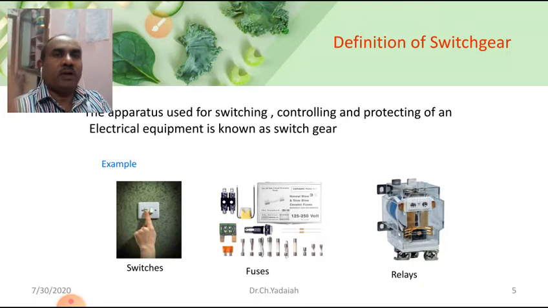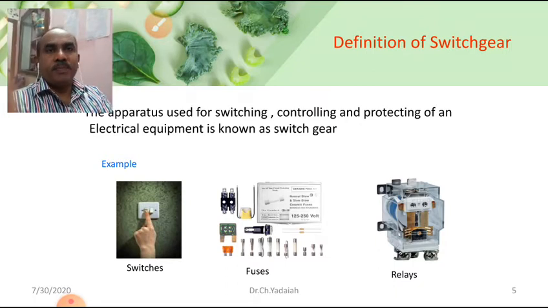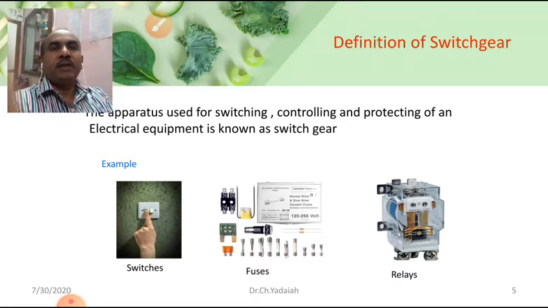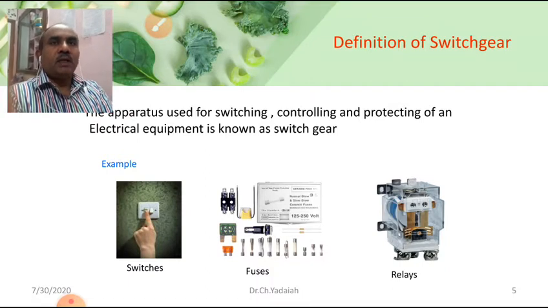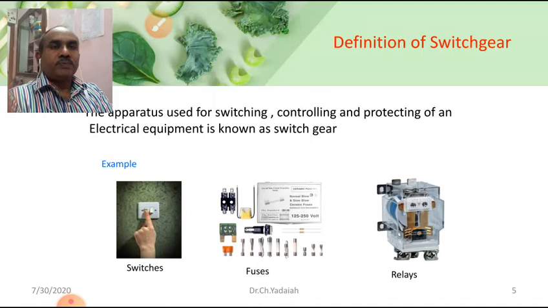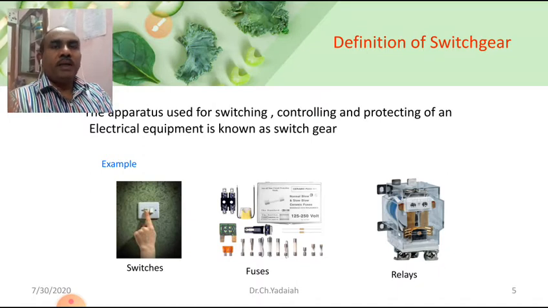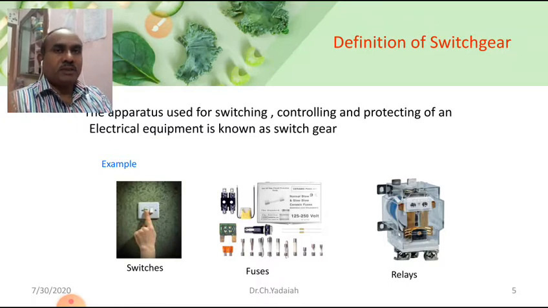Now in our distribution system and power system, where we operate at higher voltages and high rates of current, we operate the equipment with intelligent equipment. That intelligent equipment is nothing but the relay. Here you can see the circuit breaker. With the help of the relay we can operate high grade currents and voltages.